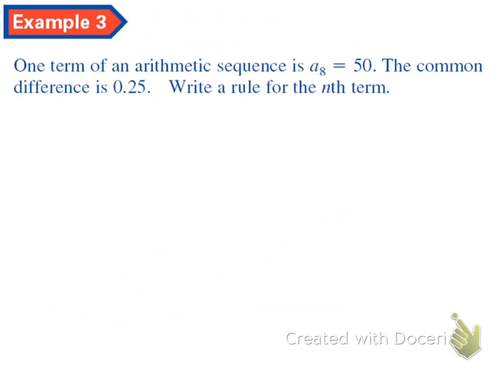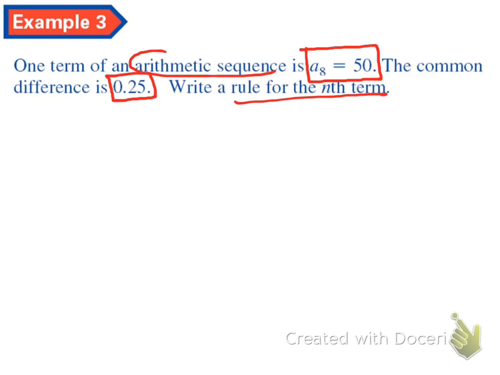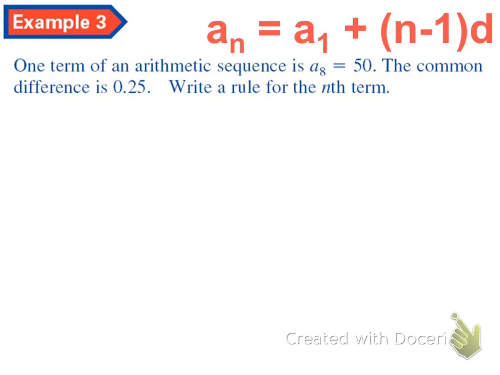In this example, they've given us one term of an arithmetic sequence. One term of this arithmetic sequence, or we should say the 8th term of this sequence, is 50. They've given us the common difference, 0.25, and they want us to write a rule for the nth term. Because they told us it was an arithmetic sequence, we know we can start with the rule that any term would be equal to the first term plus n minus 1 times that common difference.